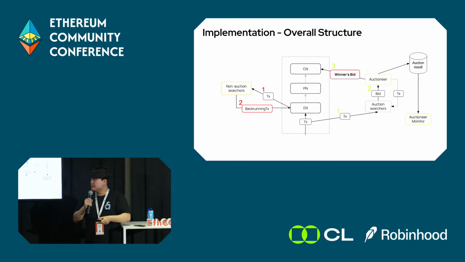Even if we release the MEV protocol, there will still be some searchers who don't want to use our MEV, because if they use our auctioneer, they need to pay the bid. It means they need to split their profit with the ecosystem. So they try to avoid using our protocol. So there will be some non-auction searchers who will capture the transaction from the network and send the backrun transaction. It is still possible because we are a public blockchain. And also there are auction searchers who want to use our auctioneer system. They also capture the transaction.